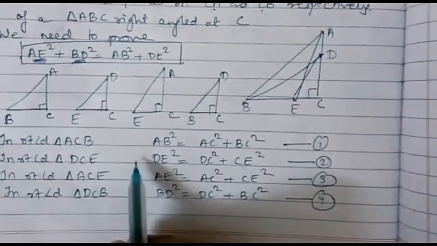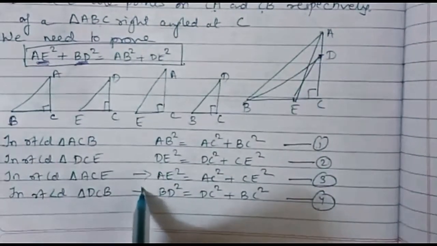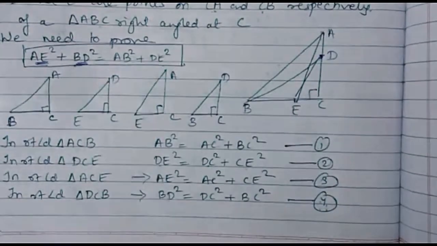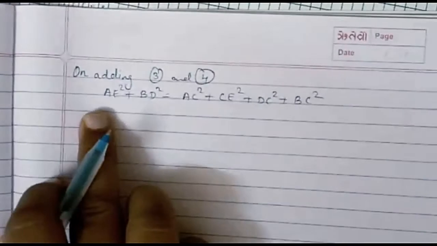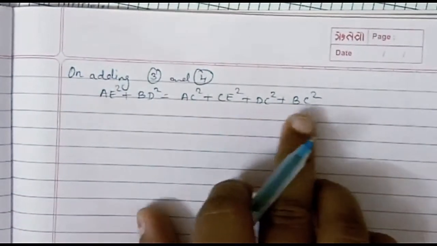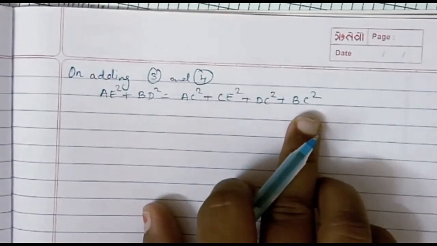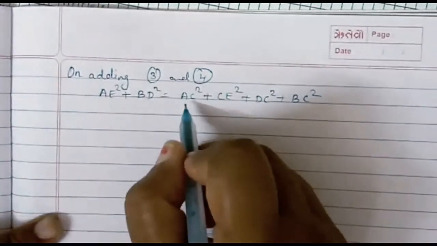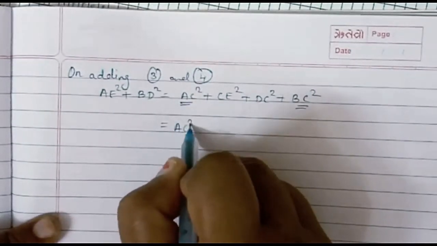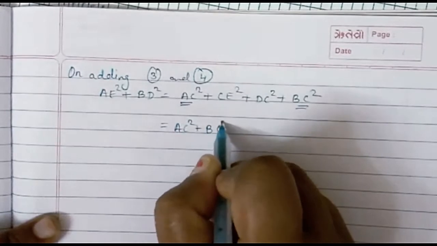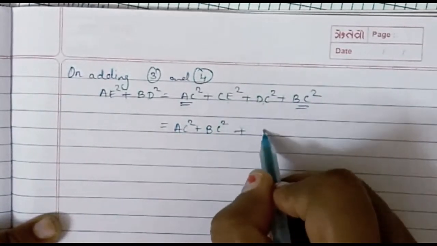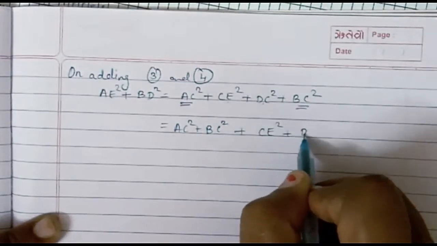So where do we have AE square and BD square? Yes, we will be adding result number 3 and 4, and let us see what do we get. So I have written AE square plus BD square is AC square plus CE square plus DC square plus BC square. Now you can pair up. That means you can write AC square with BC square. So same step I am rearranging and writing AC square plus BC square plus CE square plus DC square.